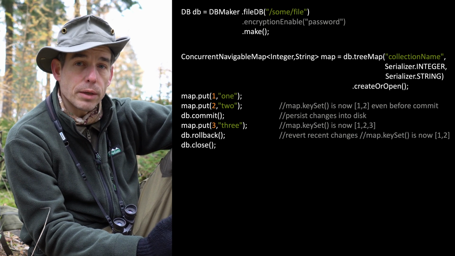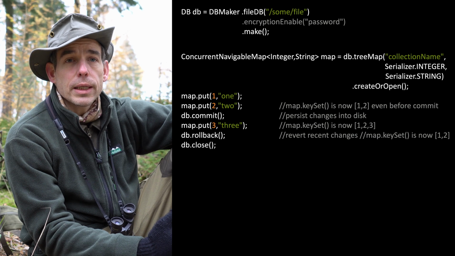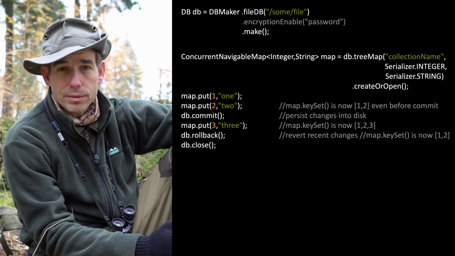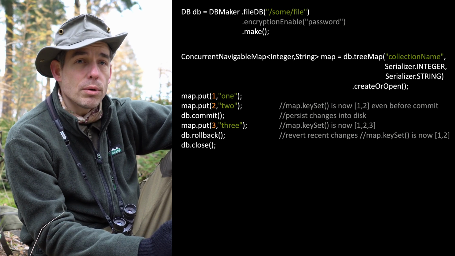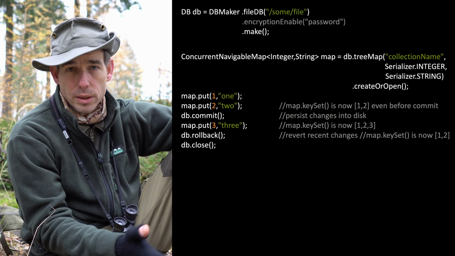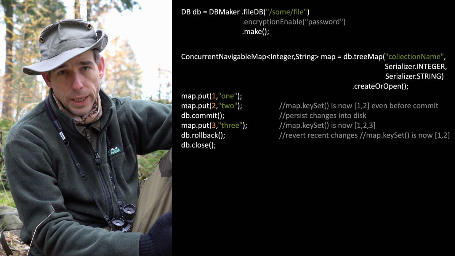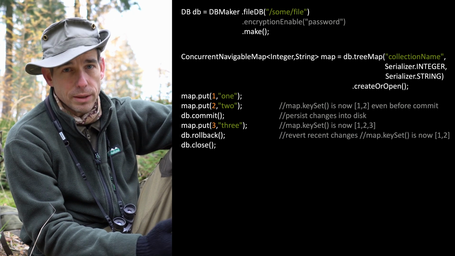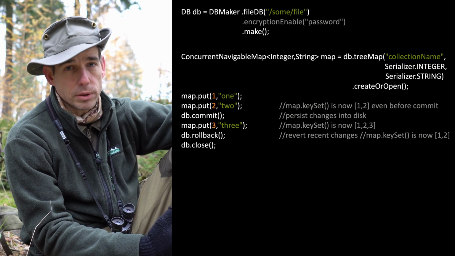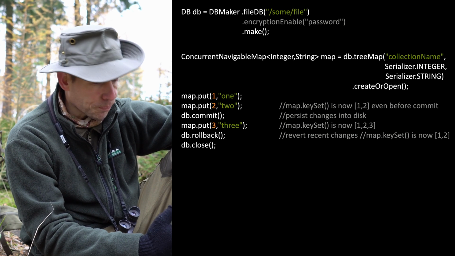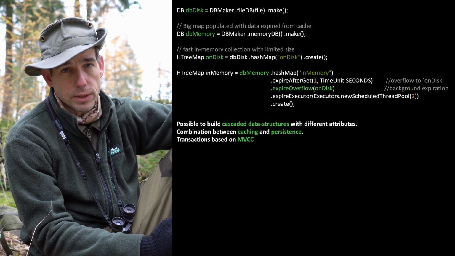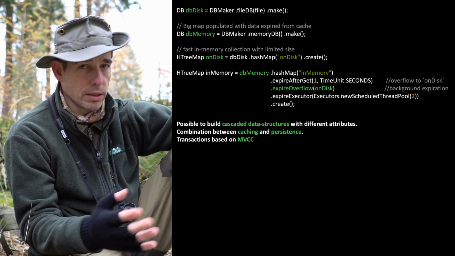If you have this one, then you can create or open this map, and with this map you can just put, get, compute if absent, and so on. And if you want to have transactional behavior, you can do something like put, commit, then it's persistent, or roll back, and then the map is again in the previous state. So this is very convenient because you have a very powerful tool for dealing with concurrency. But the good or the unique feature here is not only the transactional behavior, it's this cascading of data structures.